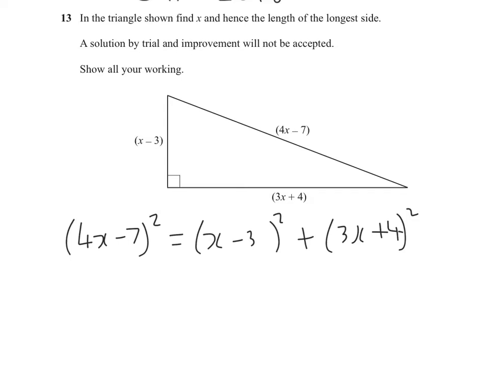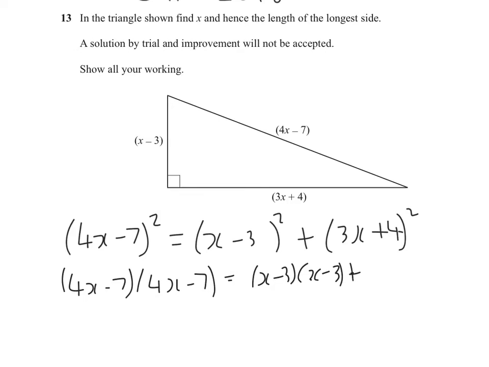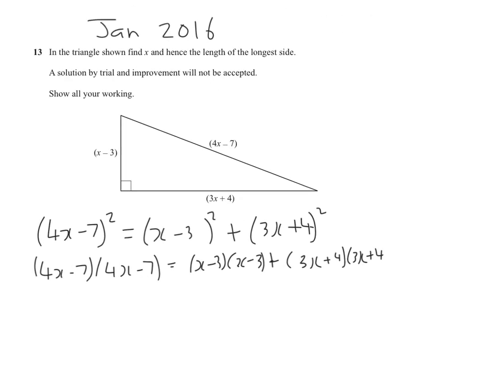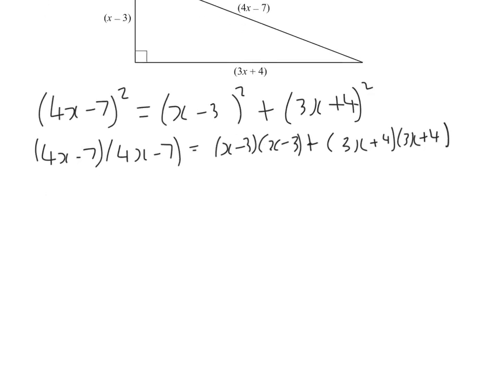So this is our equation to solve. The (4x minus 7) all squared means (4x minus 7) times (4x minus 7). The (x minus 3) would be (x minus 3) times itself, and then the (3x plus 4) also times itself. We then need to expand these brackets.